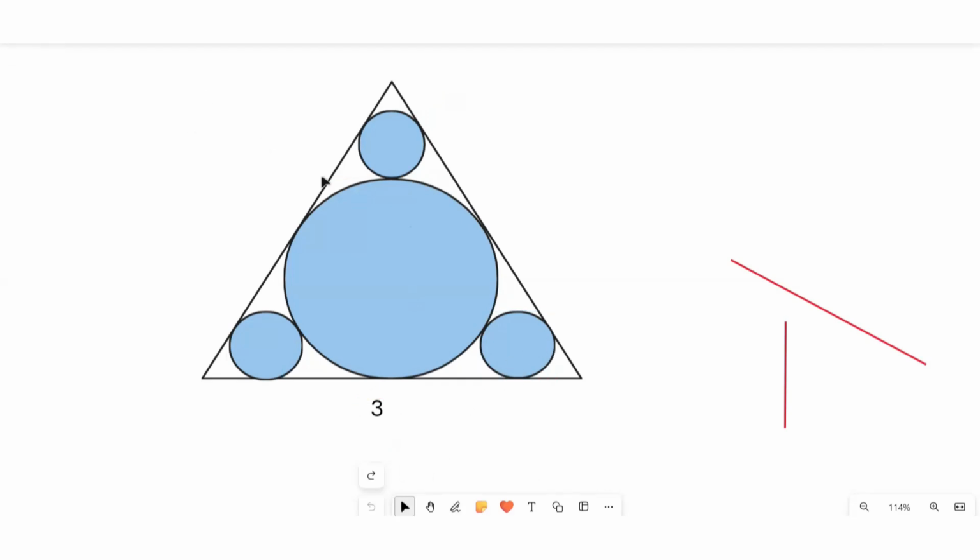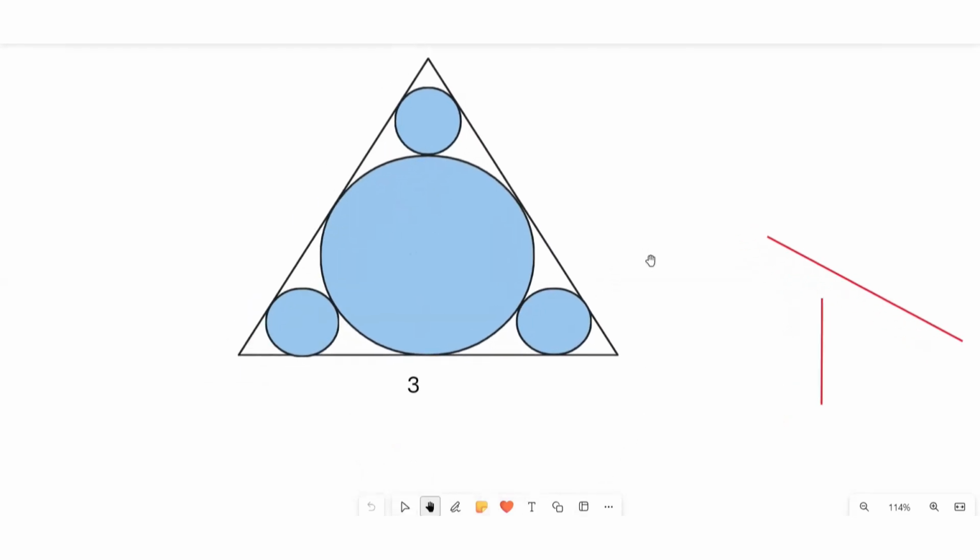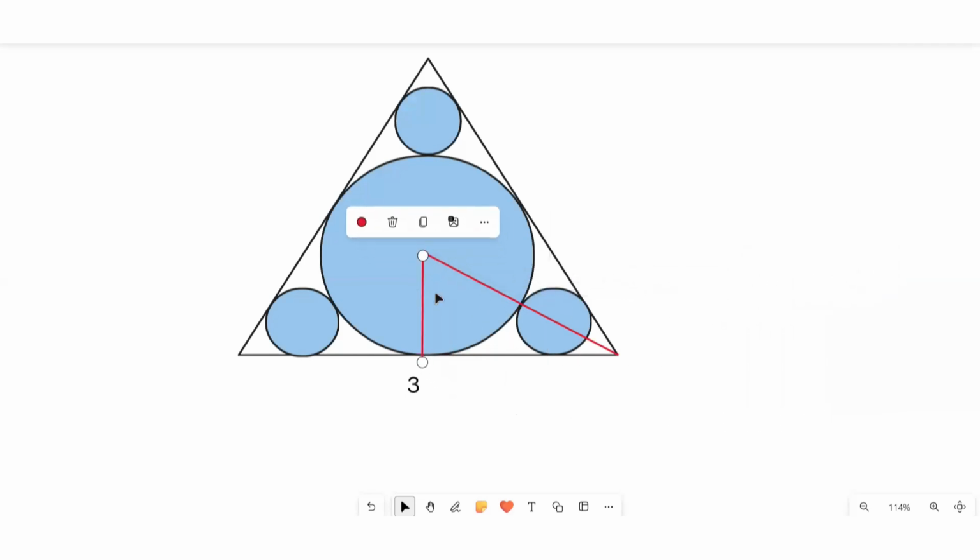If you think you know what to do, you could pause the video and solve it, because I'm about to solve this right now. All right, let's take a look at this. What I want to do is draw a line from any one of the vertices to the center of the circle here. So this is the center. And then I'm going to create a radius from the center to the tangent here.